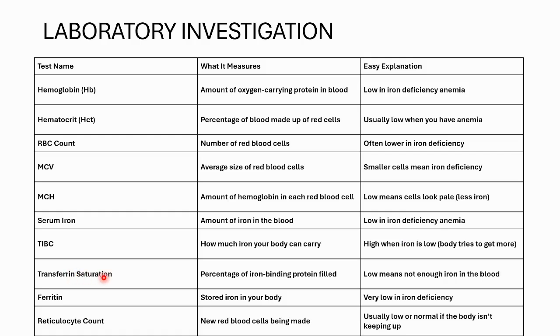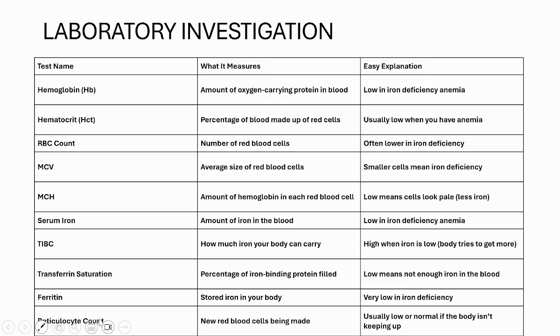Talking about the transferrin saturation, which is the percentage of iron binding protein filled, it is also lowered. The ferritin, which is the amount of stored iron in our body, is also lowered. And the reticulocyte count, which is the new RBCs being made, is also low. So to summarize, the serum iron and ferritin levels are low in iron deficiency anemia due to depleted body iron stores.